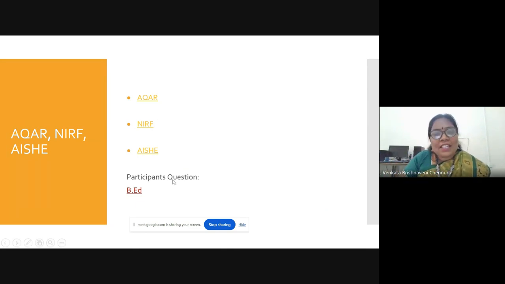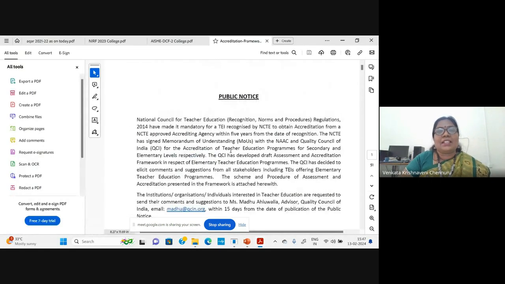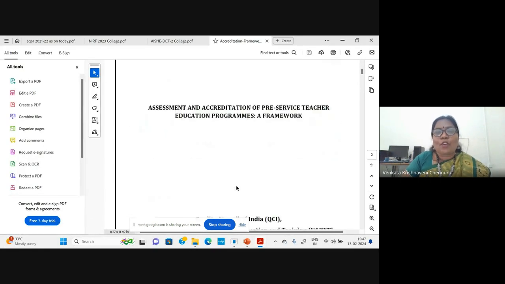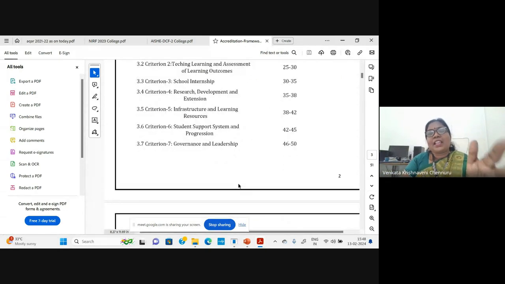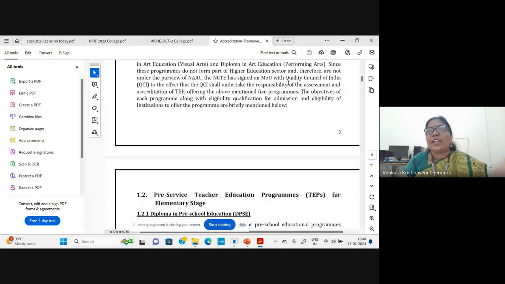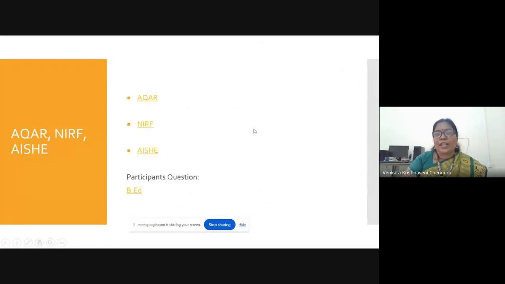A question from participants: I have heard that B.Ed. also has to be assessed. So this is the manual for them, and in order to increase their score for B.Ed., these are the metrics they have to follow. Okay, if you want, I can share this. This is just a point I have included just 1 hour back.